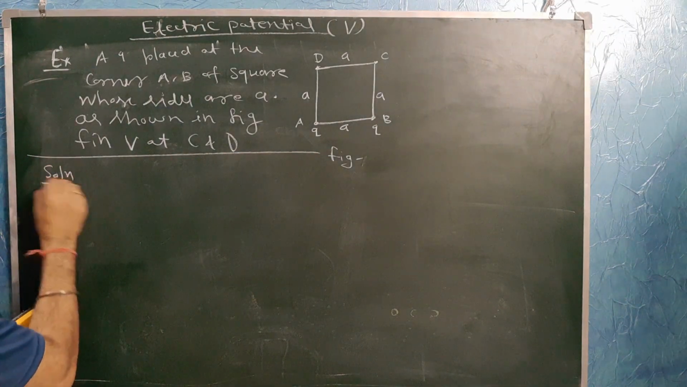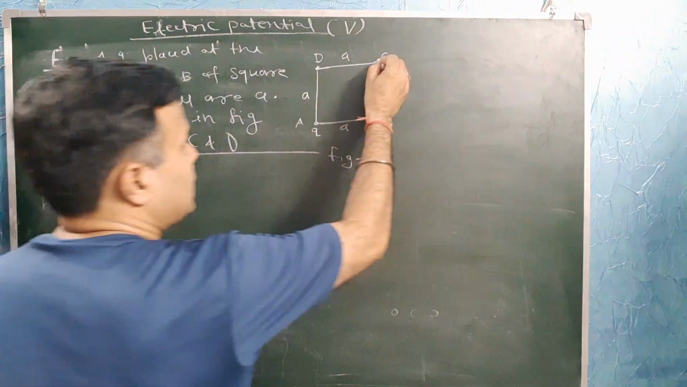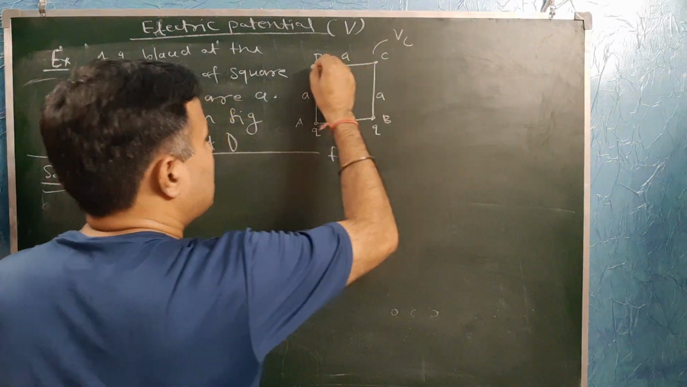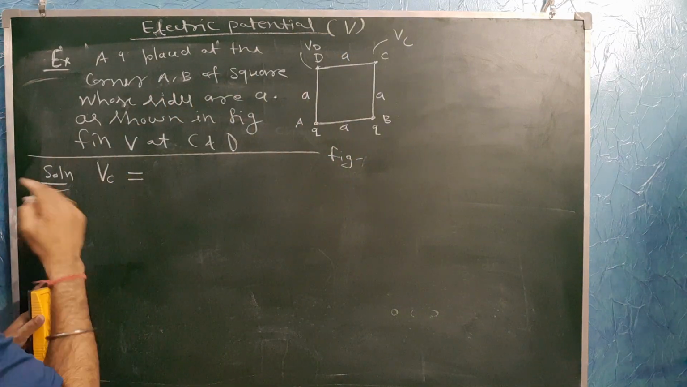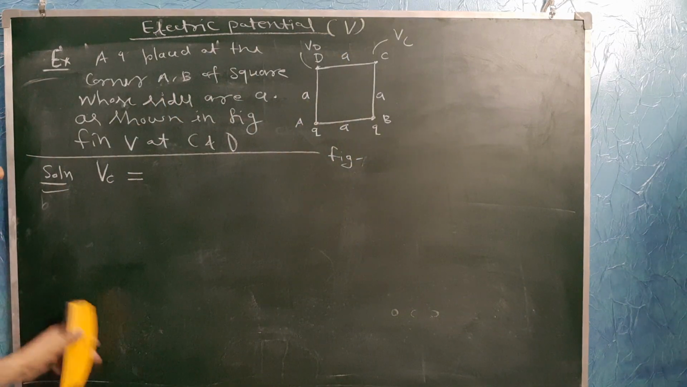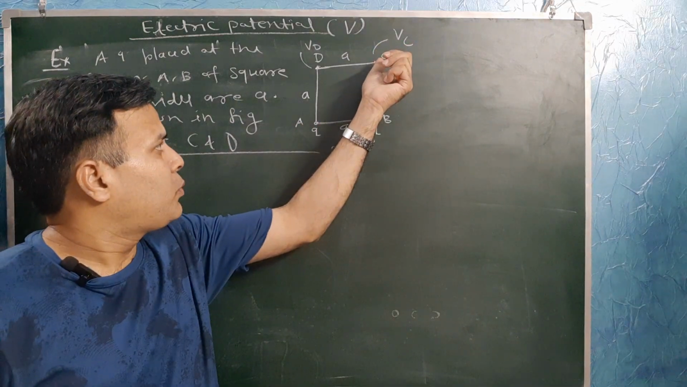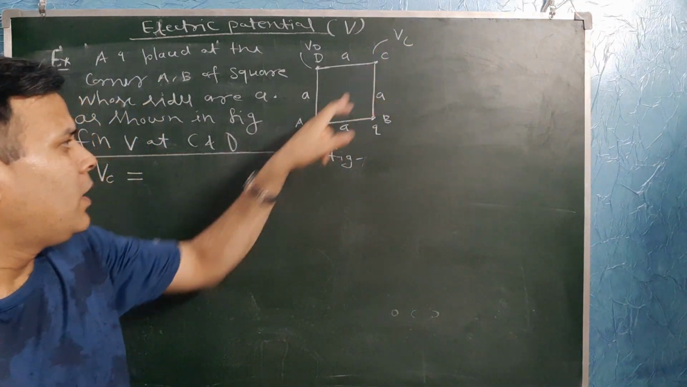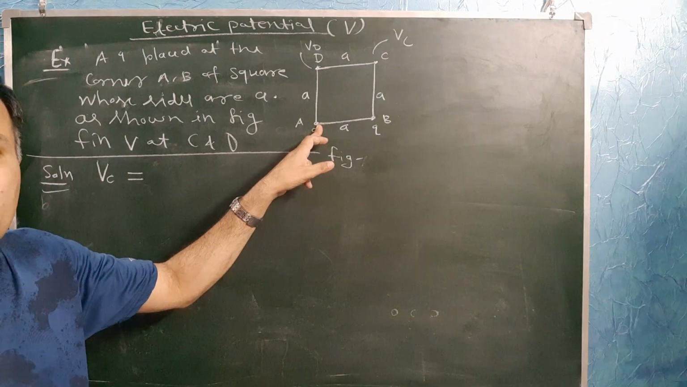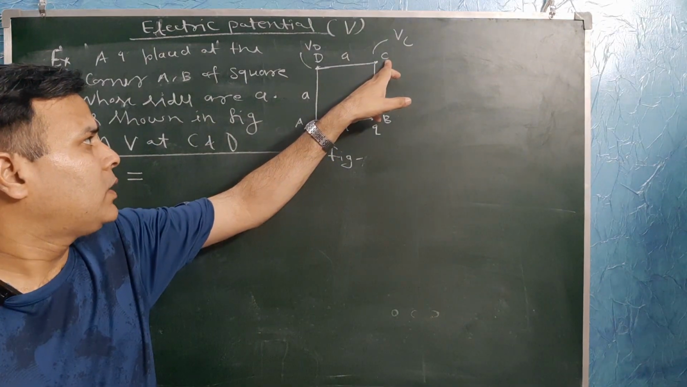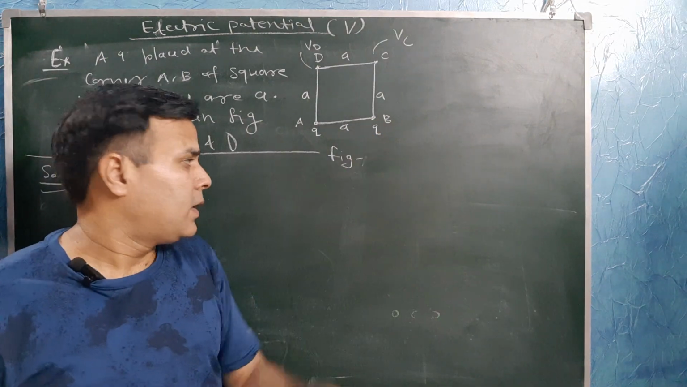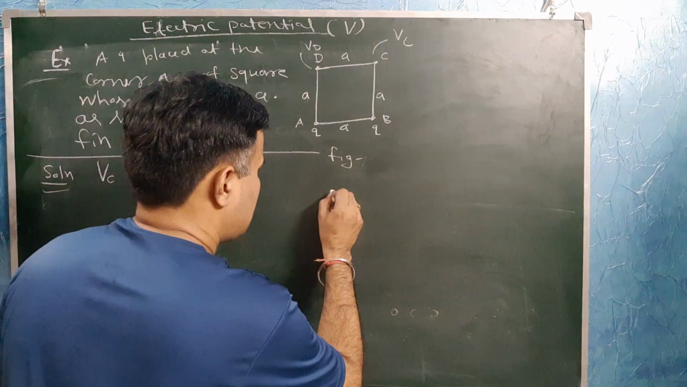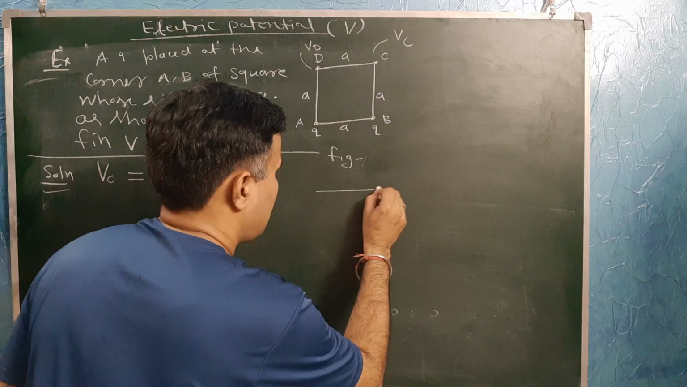So for the solution, we have to find the electric potential at this point, which is simply Vc, and at this point, which is simply Vd. So what is Vc? Vc is the electric potential at point C due to this charge. Electric potential at point C due to this charge, because these are point charges. So let me just redraw.